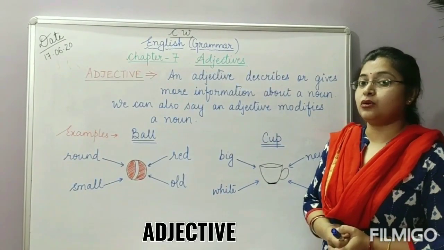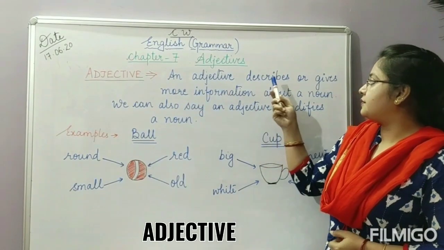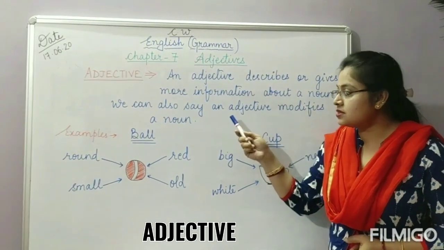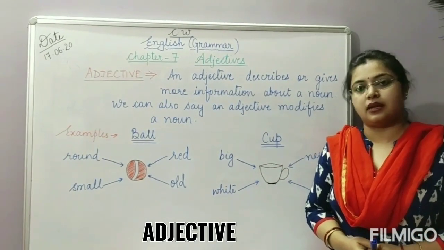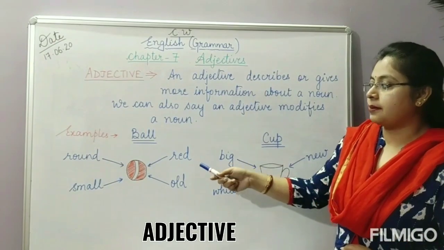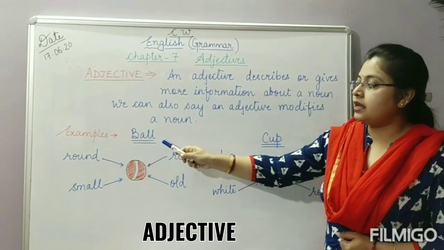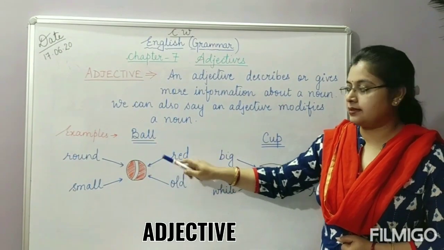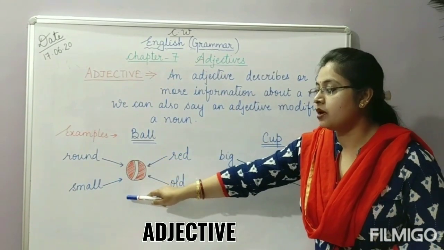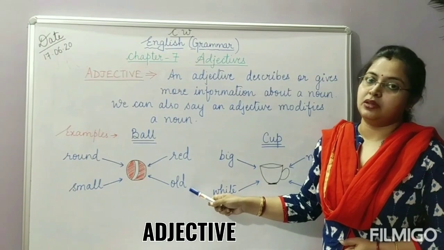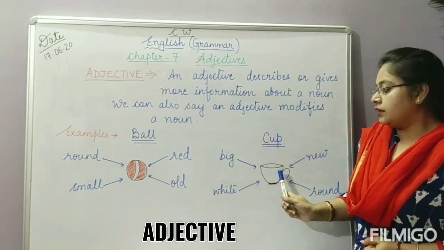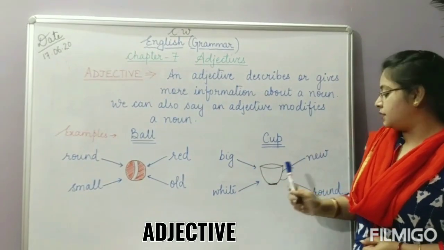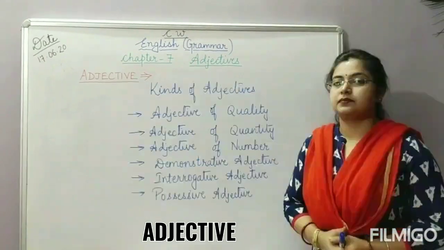So, till now students, what have we understood? An adjective describes or gives more information about a noun. We can also say an adjective modifies a noun. Let's be more clear with some examples. See, ball. Now, children, we can describe this ball in so many ways, like round ball, small ball, red ball, old ball. Cup. We can also describe cup in so many ways: big cup, white cup, new cup, round cup.